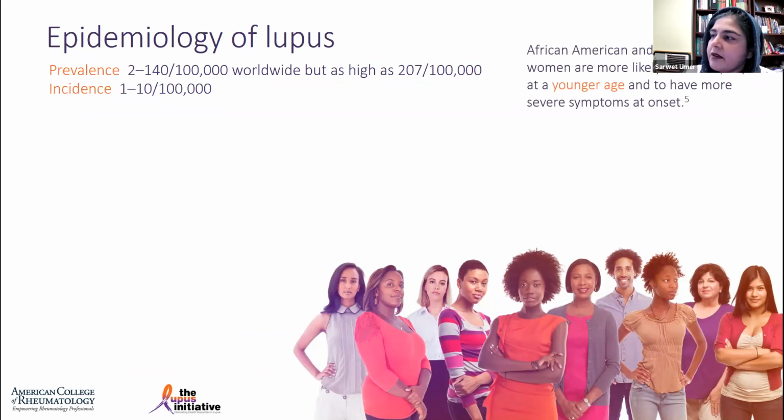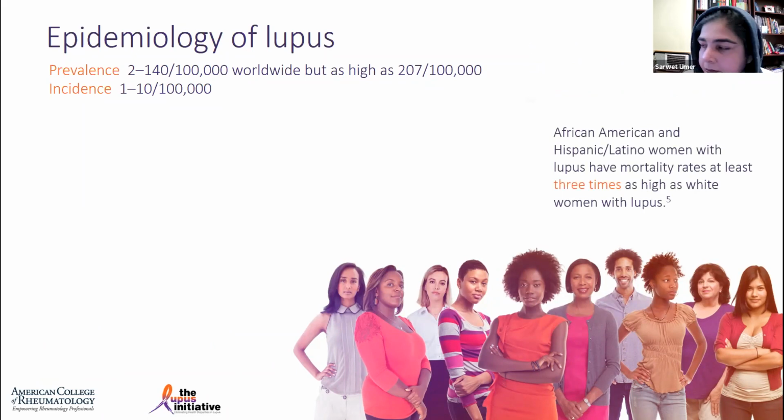African American and Hispanic women will always present with this condition at a younger age and with much more severe symptoms at onset. Sometimes we'll find them in the critical care unit. One thing which is very sad about lupus is that African American and Hispanic women have a much higher mortality rate, 3 times higher than white women with lupus.